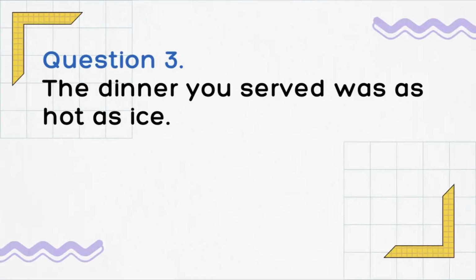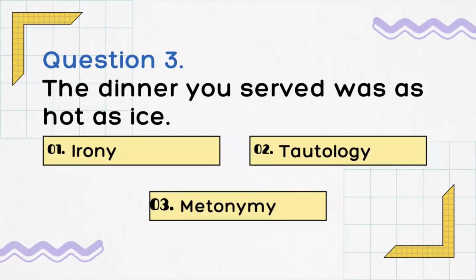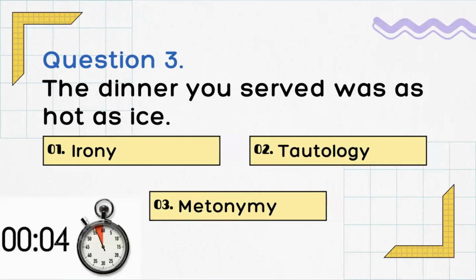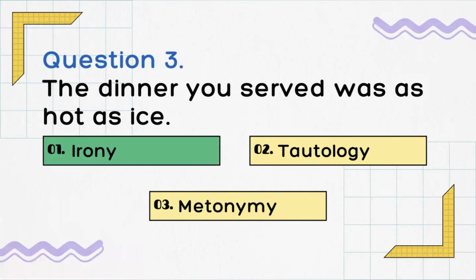Third question is, the dinner you served was as hot as ice, and the options are irony, tautology, and metonymy. The right answer is irony because the person's intention is to say that the dinner was cold. Rather, the person said that the dinner was hot but as ice. Therefore, the example is verbal irony.